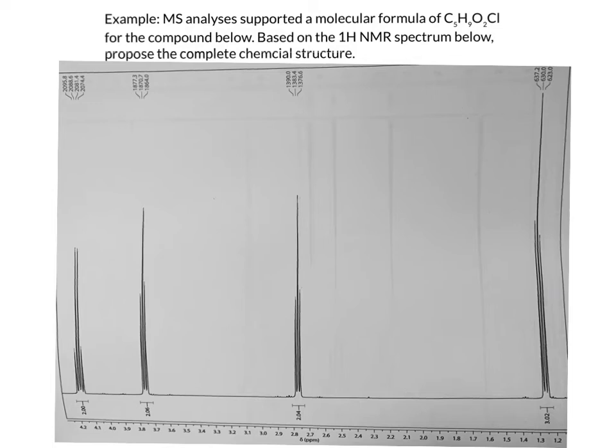In this problem, we are going to look at the strategy for determining the complete chemical structure based on a set of NMR and/or mass spec data. In this particular example, we're given the information that mass spectrometry analyses supported a particular molecular formula, C5H9O2Cl, and we are also given the one proton NMR spectrum for that molecule as well.